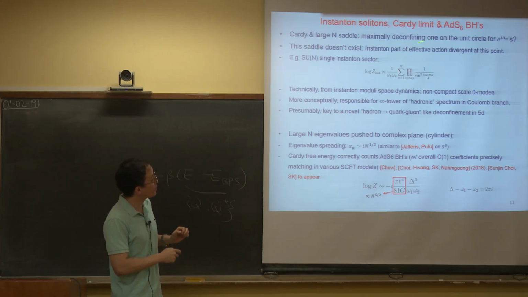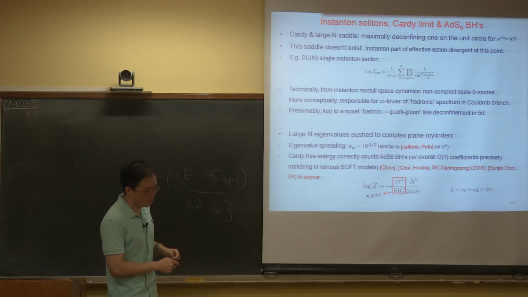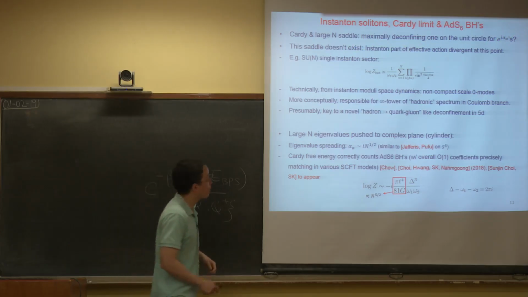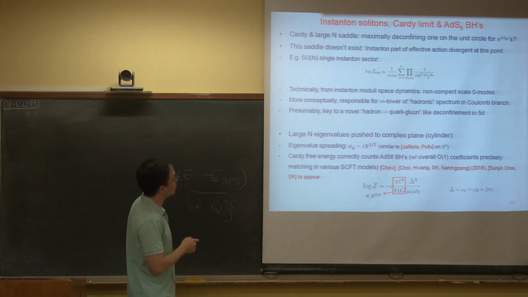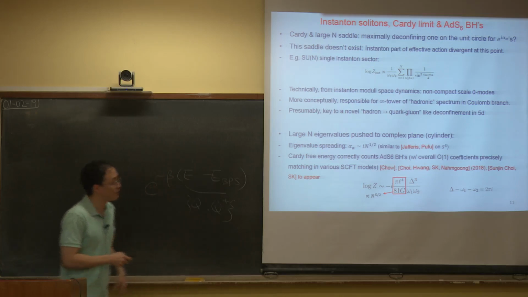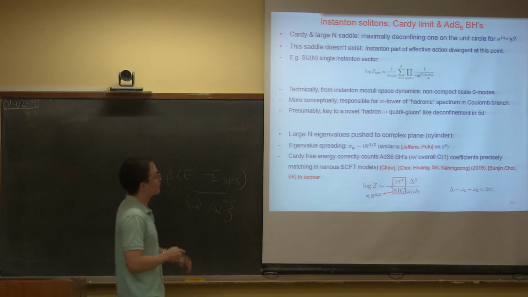That's basically demanding all the phases of these eigenvalues to be equal on the unit circle. Will that saddle point work? The simple finding is that merely with this instanton correction of the partition function, this saddle point doesn't exist. Okay? Because of the very singular behavior of the instanton part of the free energy appearing in the effective action of the integrand.